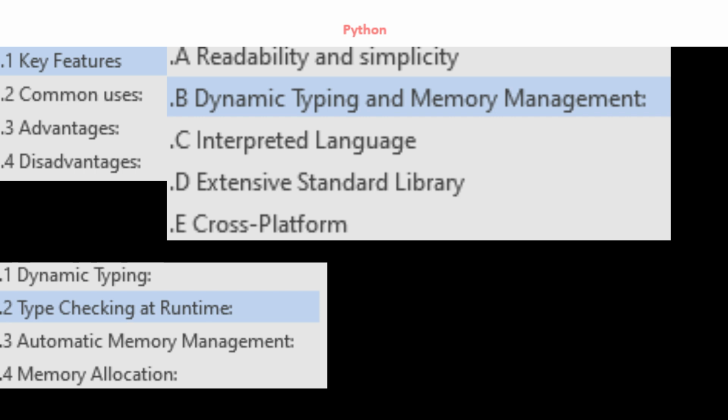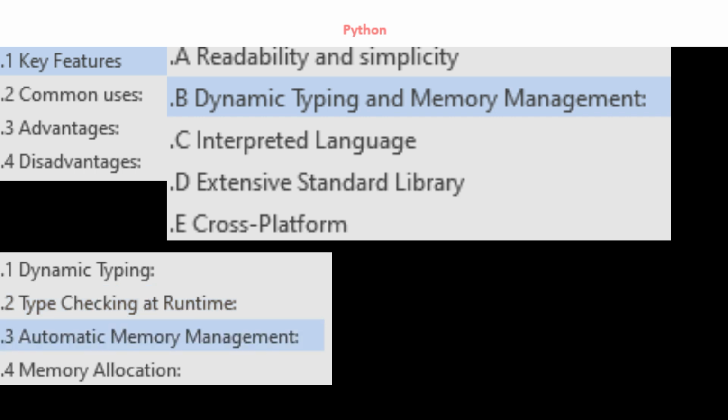Type checking is performed at runtime, allowing the same variable to hold values of different types at different times. Example: a variable can be reassigned to a value of a different type during program execution without causing a type error. Automatic memory management. Garbage collection.